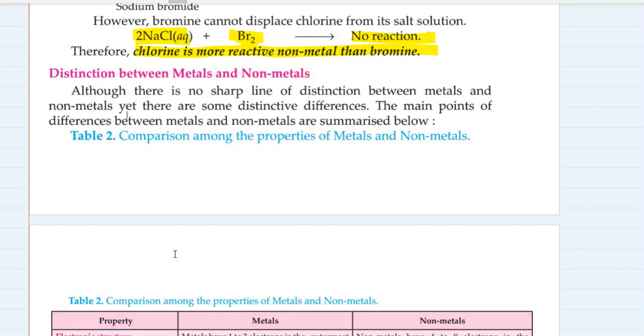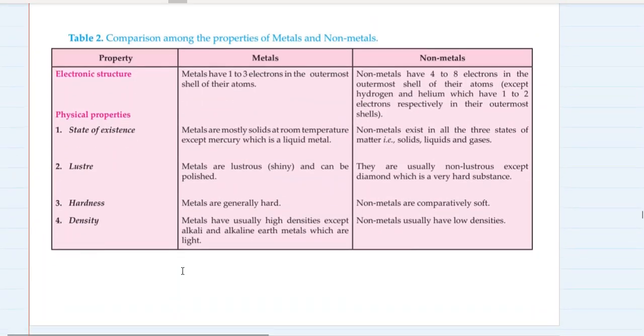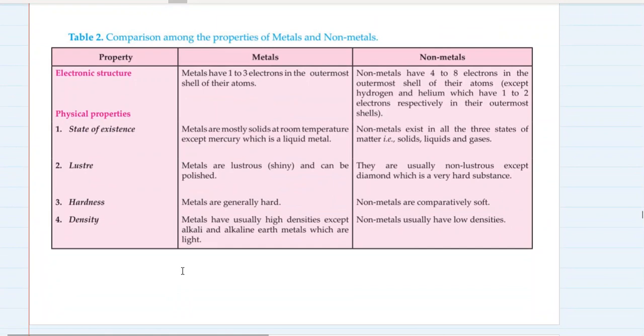See, there is no sharp line of distinction between metals and non-metals as such. There are some distinctive differences. The main points of difference are summarized in this table. First, electronic structure. Metals have 1 to 3 electrons in the outermost shell. Non-metals have 4 to 8 electrons in the outermost shell. Exceptions are hydrogen and helium, which have 1 and 2 electrons in their outermost shell.